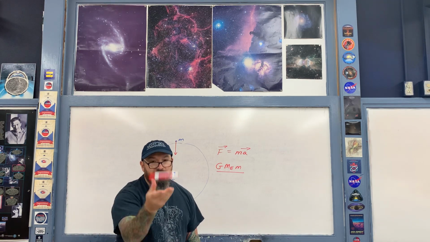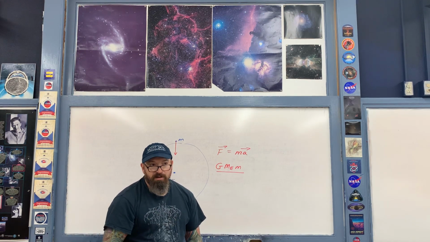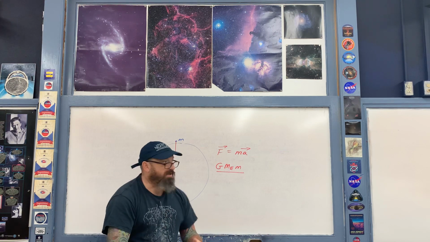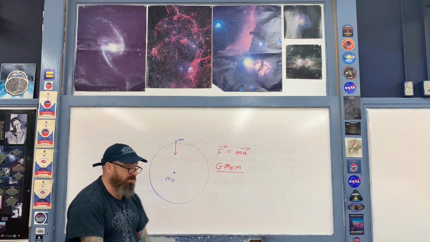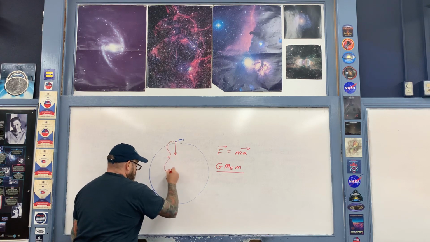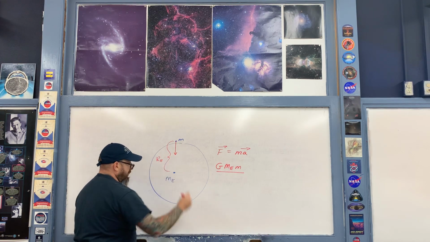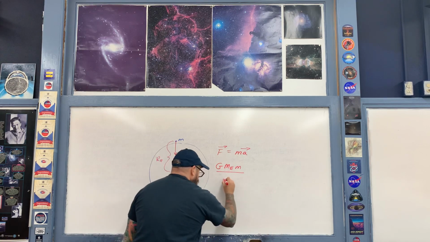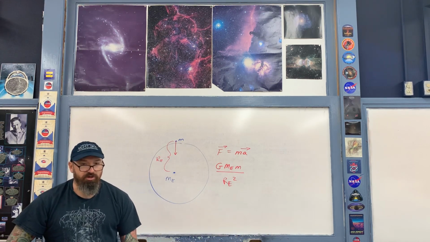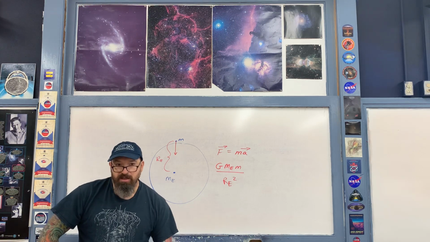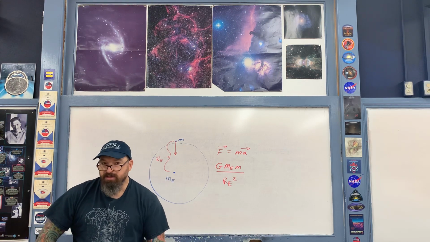If you're just talking about motion near the surface of the Earth, then for all practical purposes, the distance between this point here and this point here is just equal to the radius of the Earth, like so, which we'll now list here as capital R sub e. So that goes in the denominator here, squared, on the left-hand side of the expression. And then the right-hand side of the expression, of course, is just mass times acceleration.